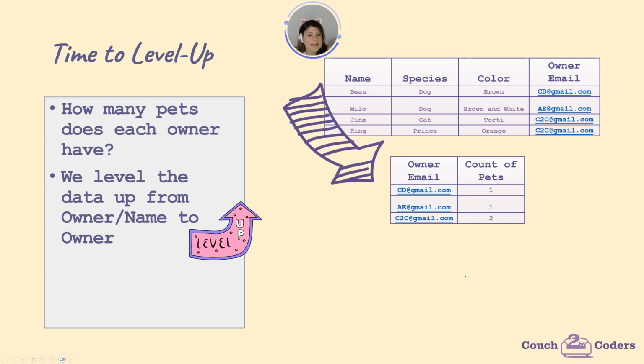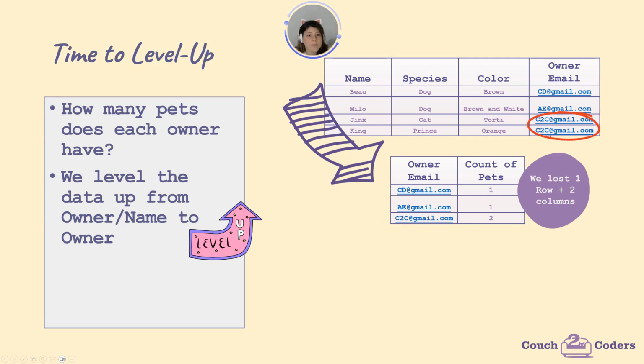And what we'll get is this. We have the owner email, and then we have the count, that's our aggregate, of pets. So CD email has one pet, AE email has one pet, but C2C has two pets. And we know that because we see here C2C is listed 2 times. One for Jinx, one for King.